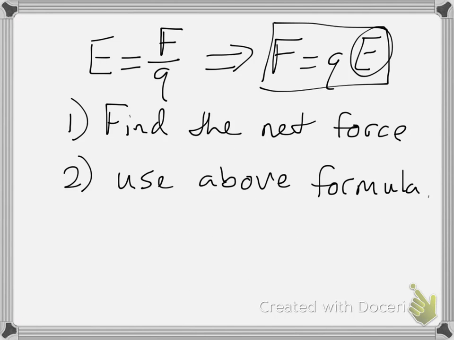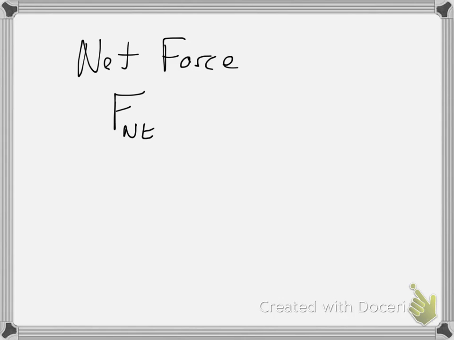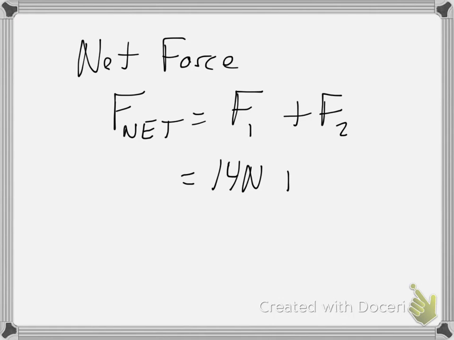Well, what we can do is say that our net force, or sometimes this is written as F net, is going to equal the sum of our other forces. Call the eastward force F1 and the westward force F2. So this is going to be 14 newtons plus 10 newtons.